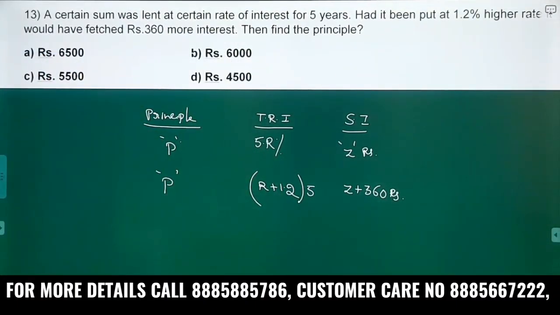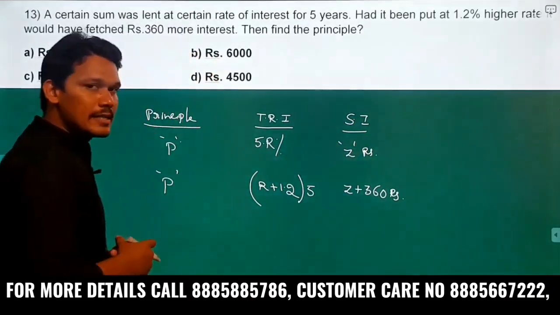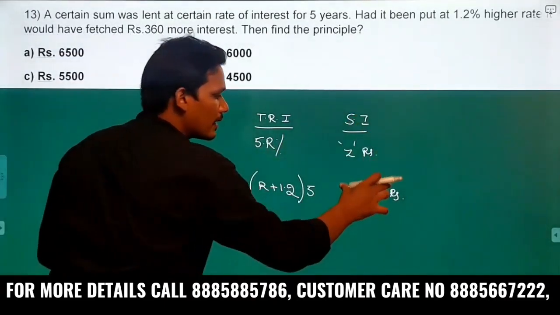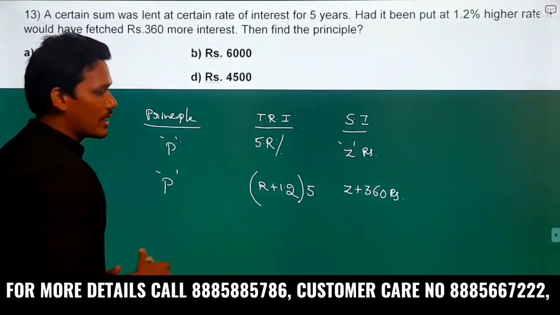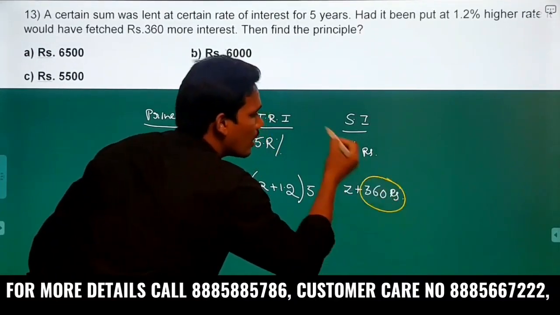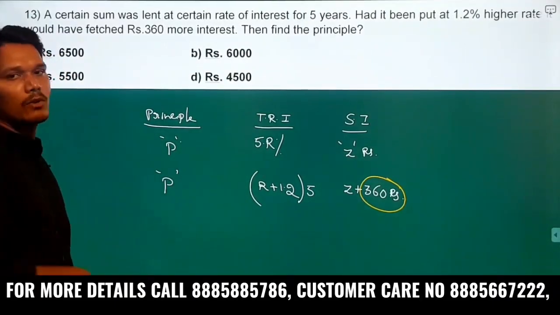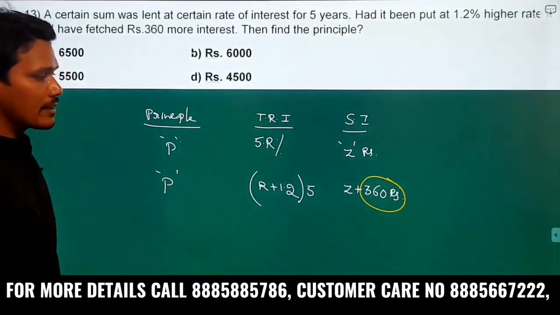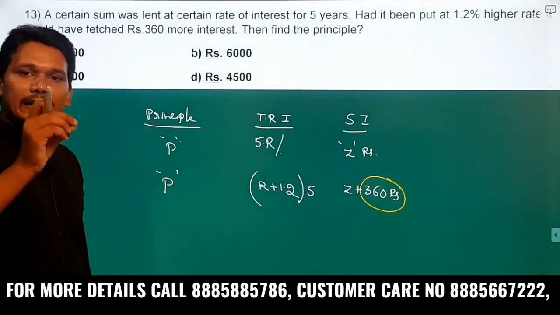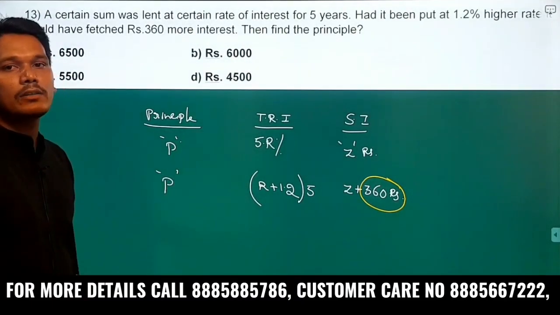Now he's asking for the principal. Just concentrate here. See here, initially we are getting simple interest equal to Z rupees. Now we are getting extra how much? 360. Just concentrate on this extra interest. Whatever the interest, we will get it on the principal only. Already I said simple interest is nothing but the interest, or otherwise the profit, which we are going to get on the principal.